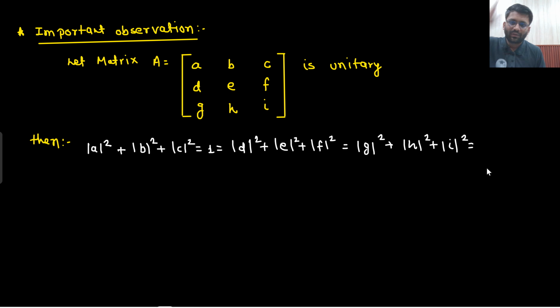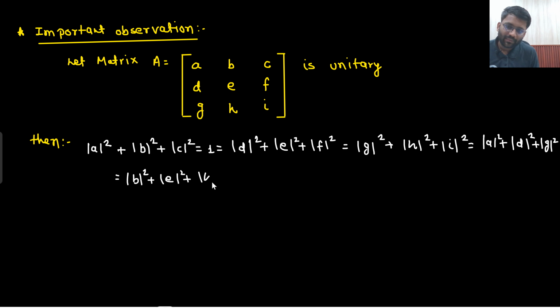Let's go column wise now. Mod of a square plus mod of d square plus mod of g square, mod of b square plus mod of e square plus mod of h square, mod of c square, mod of f square, and mod of i square. So this is the first condition.